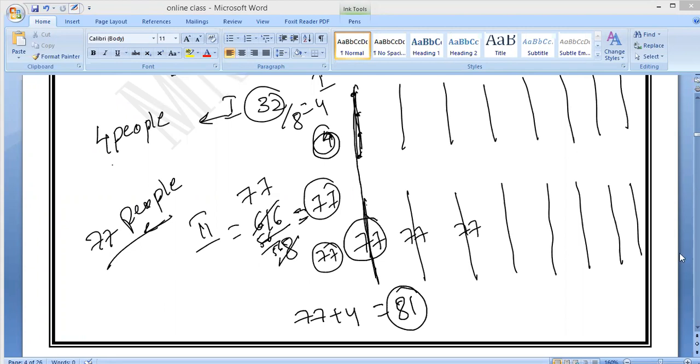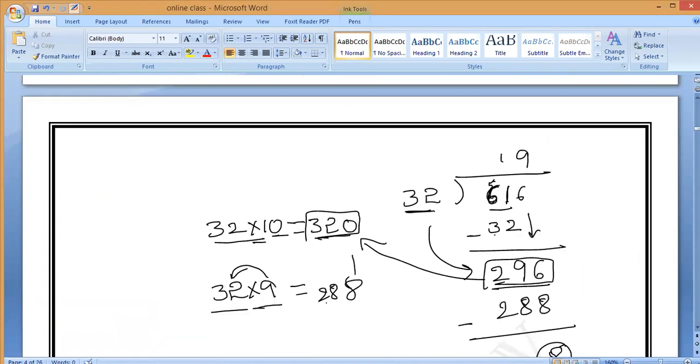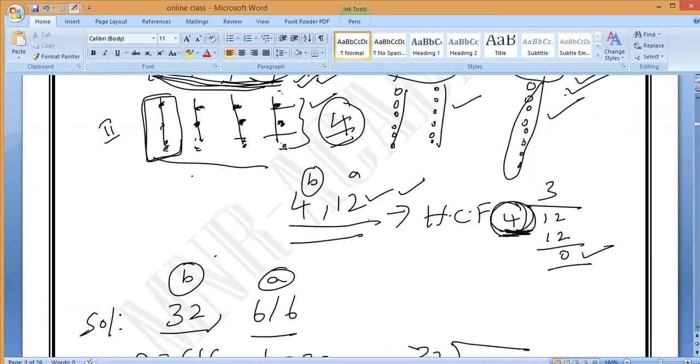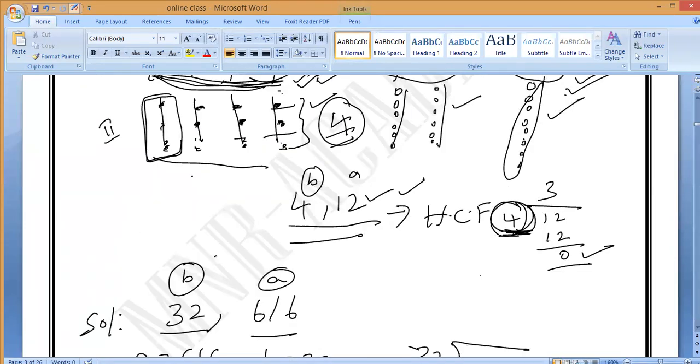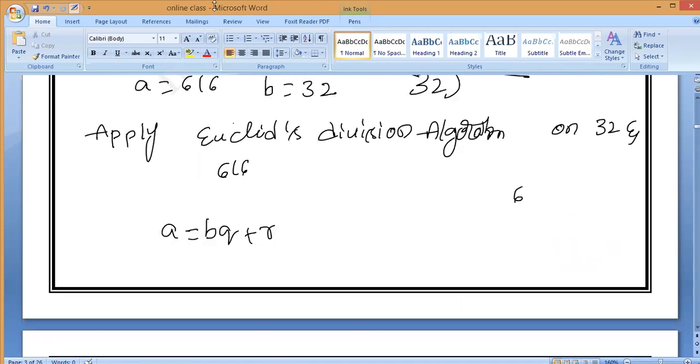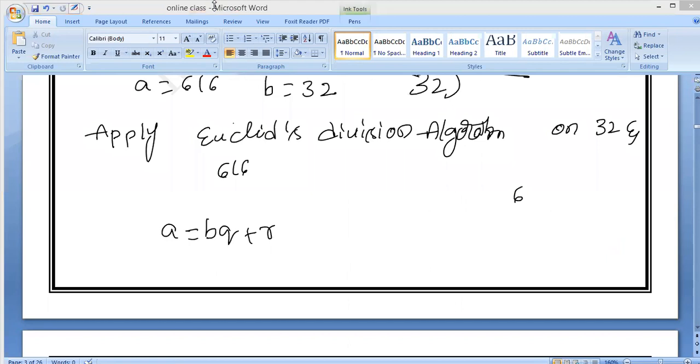In the exam, we don't need to do all this, and we don't need to solve this example. Wherever you see maximum, highest, largest, those are the keywords for HCF. So just whenever you find the maximum number of columns, or a crew or something like that, you can simply do HCF. What we have to do is follow the Euclid division algorithm. Do you understand? That's all.